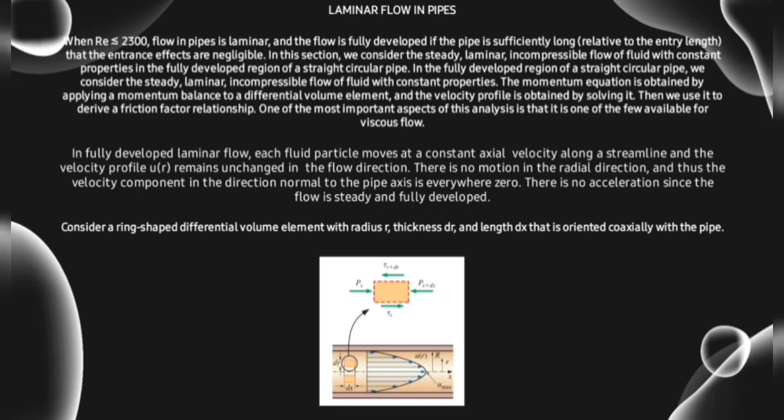There is no motion in the radial direction and thus the velocity component in the direction normal to the pipe axis is everywhere zero. There is no acceleration since the flow is steady and fully developed. Consider a ring-shaped differential volume element with radius r, thickness dr, and length dx that is oriented coaxially with the pipe.